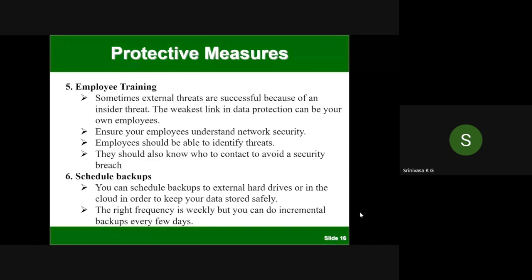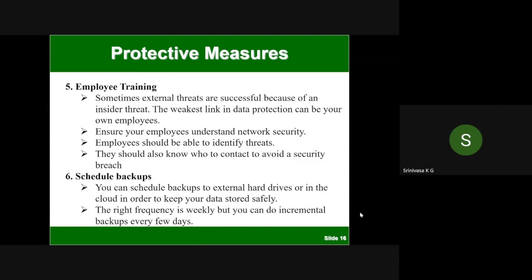Then, employee training. Sometimes external threats are successful because of an insider threat. The weakest link in data protection can be your own employees. So we have to ensure your employees understand network security, that they are able to identify the threats, and that they know who to contact to avoid a security breach.